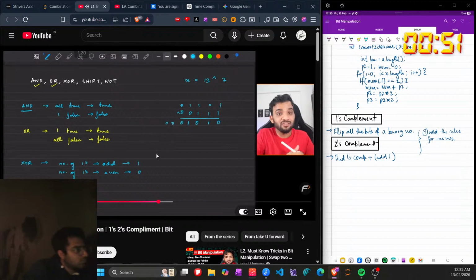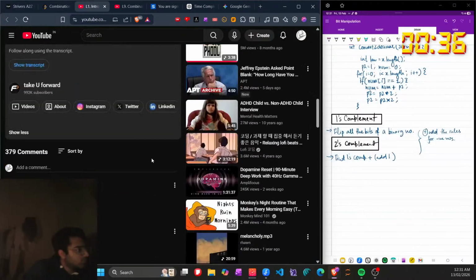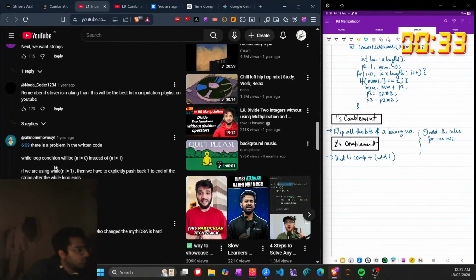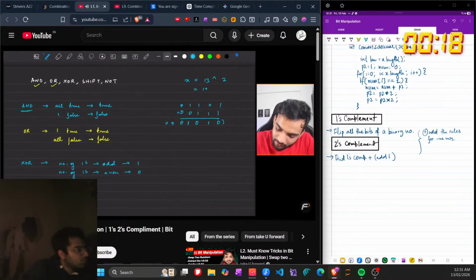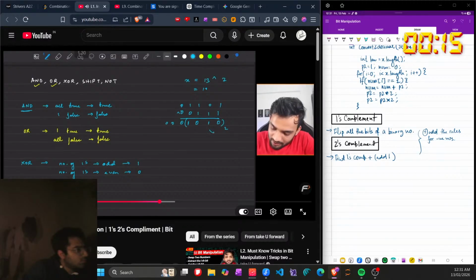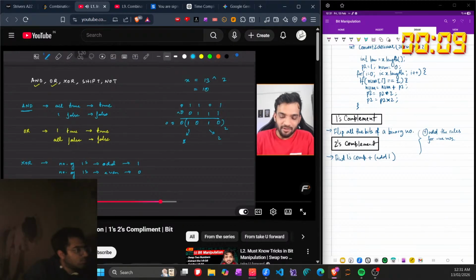So this is the number that you will get. And what is the value? The value is 10, because if you try to convert this into its decimal, this is 2, this is 8, and rest of all are 0. So 8 plus 2 will be 10. So 10 is what you will get. So you're done with the XOR operator as well.